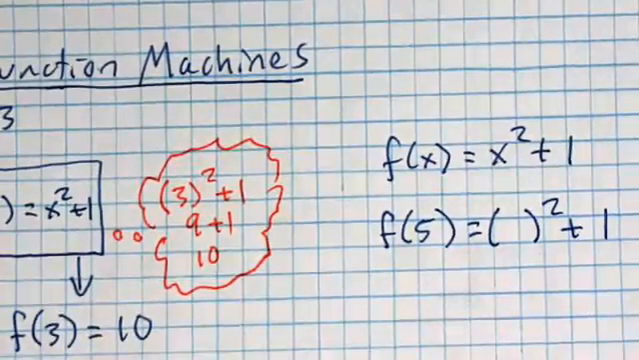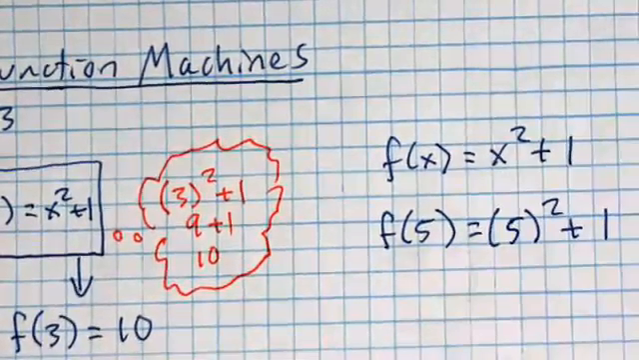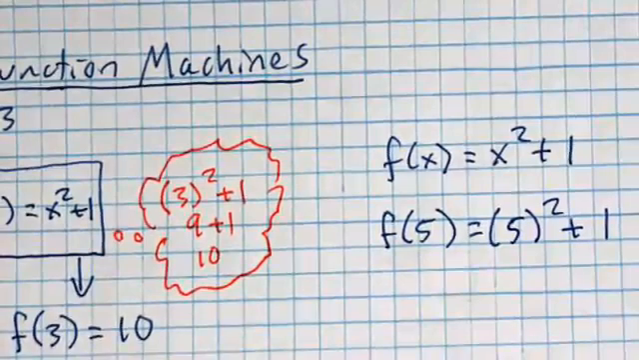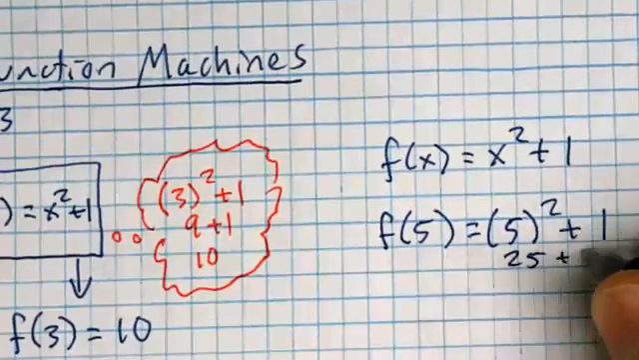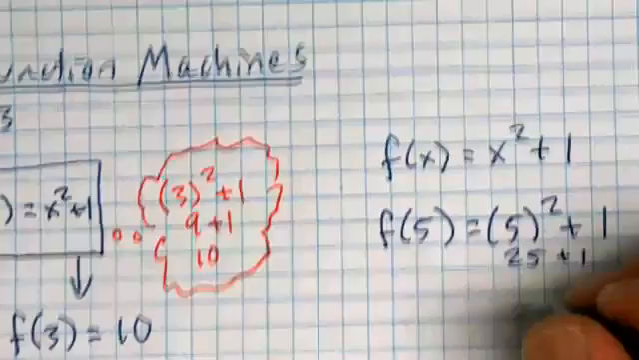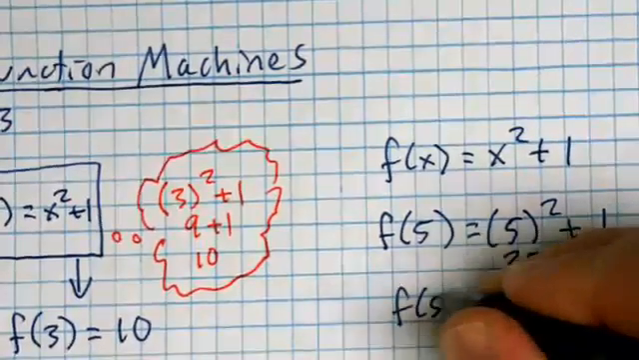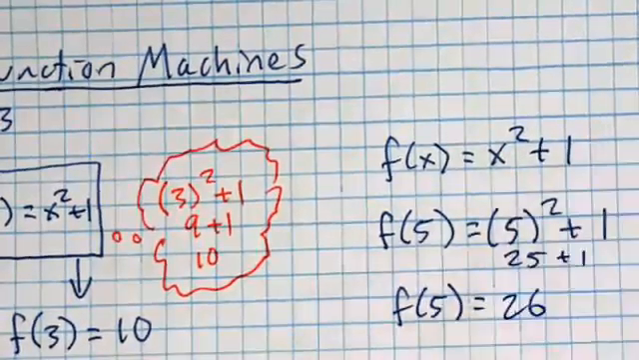And what number do you suppose we're going to put in place of the x this time? 5. Yeah. We'll do a little math. Some of you will be comfortable doing this mental math in your head. Some of you will write out your steps. That's 25 plus 1. 25 plus 1 is 26. So f of 5 is 26.